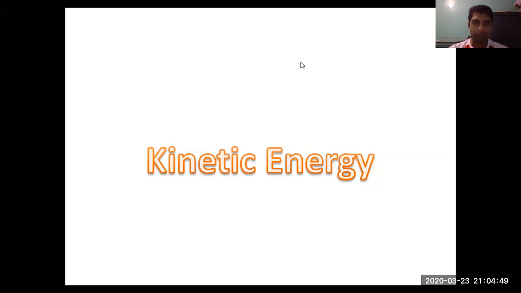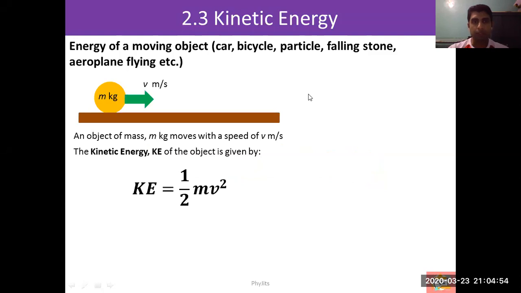So what is kinetic energy? Basically, kinetic energy is energy which is possessed by an object which is moving. Any object that is moving. It can be a car, a bicycle, an atom, a box, a rocket, an aeroplane, a stone falling down. As long as the object is moving, the object has kinetic energy.